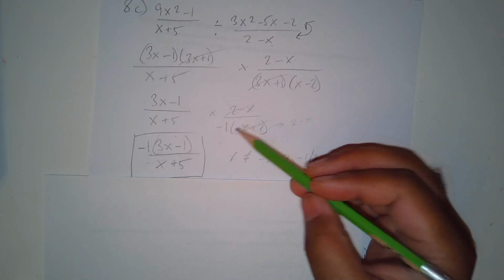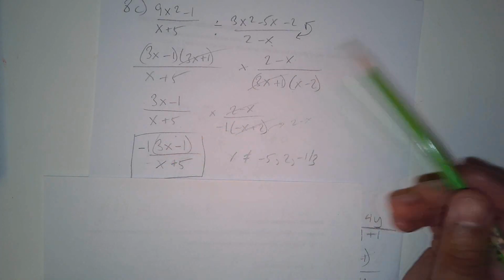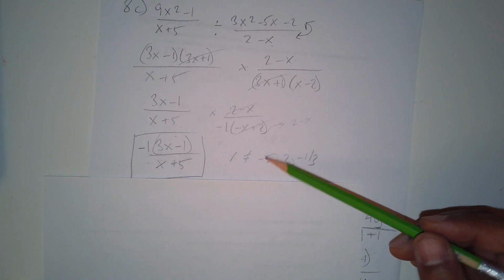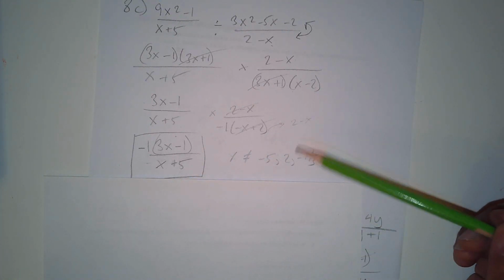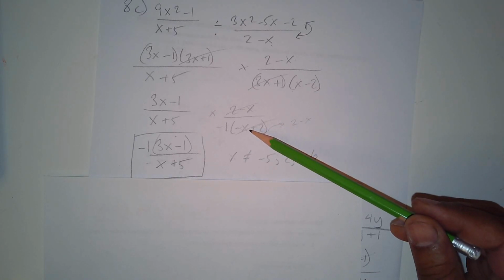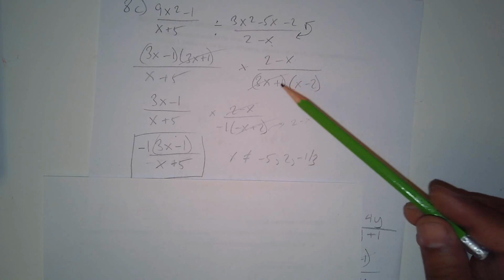So that negative 1, you can just put that on the top, or you could put it on the bottom. It doesn't matter where that goes. And then the restrictions, so negative 5 is for this one, 2 is for this one, and the negative 1/3 is for that one.